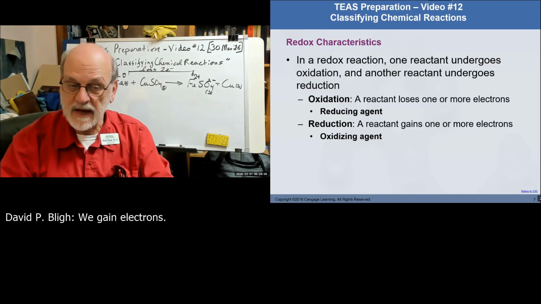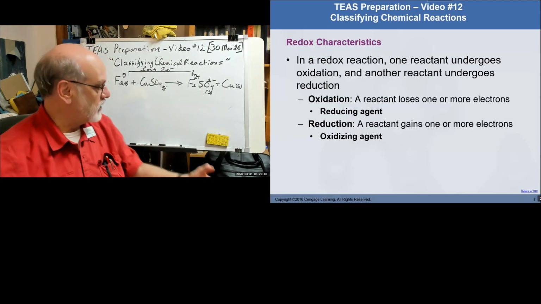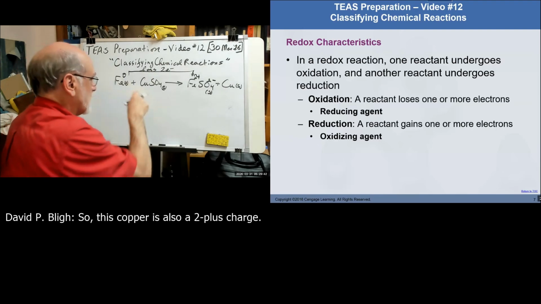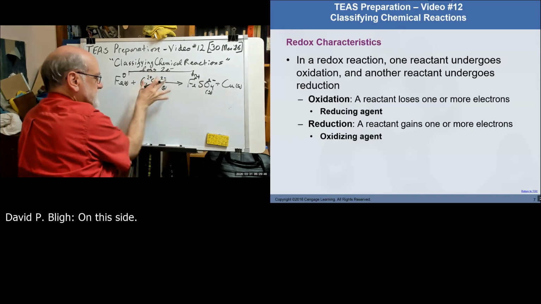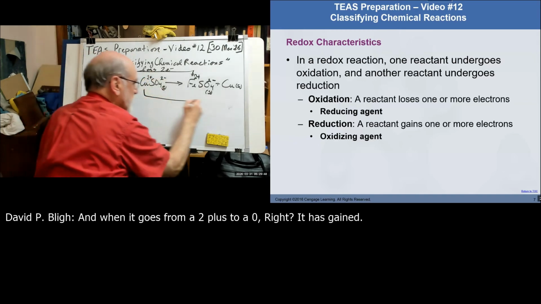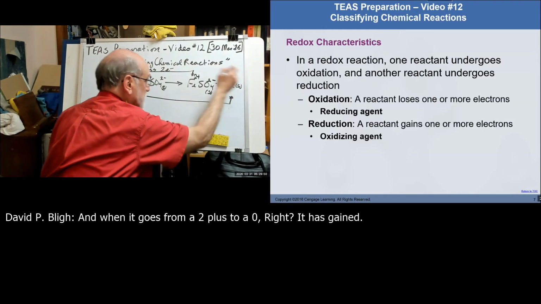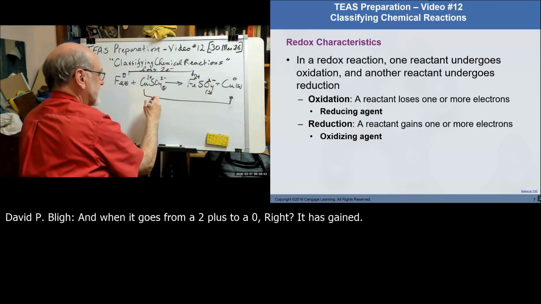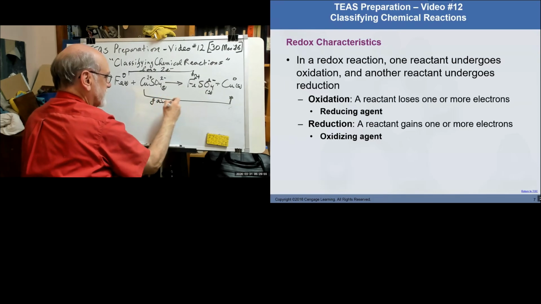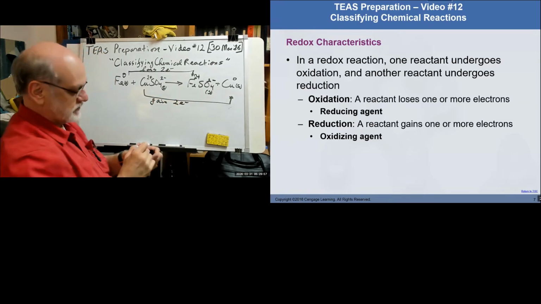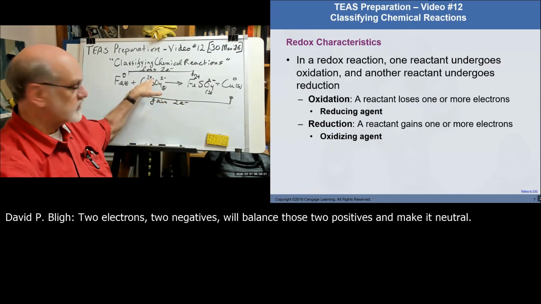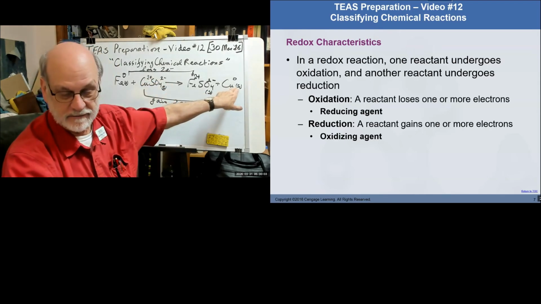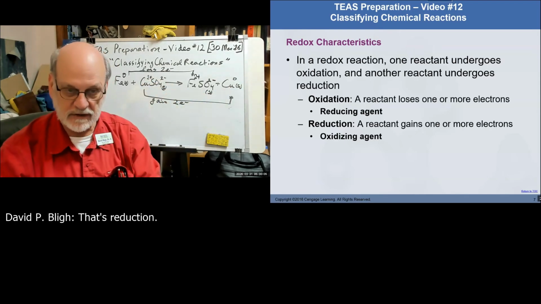Reduction is the flip side. We gain electrons. So this copper is also a 2 plus charge on this side. And when it goes from a 2 plus to a 0, right, it has gained 2 electrons. 2 electrons, 2 negatives will balance those 2 positives and make it neutral. That's reduction.